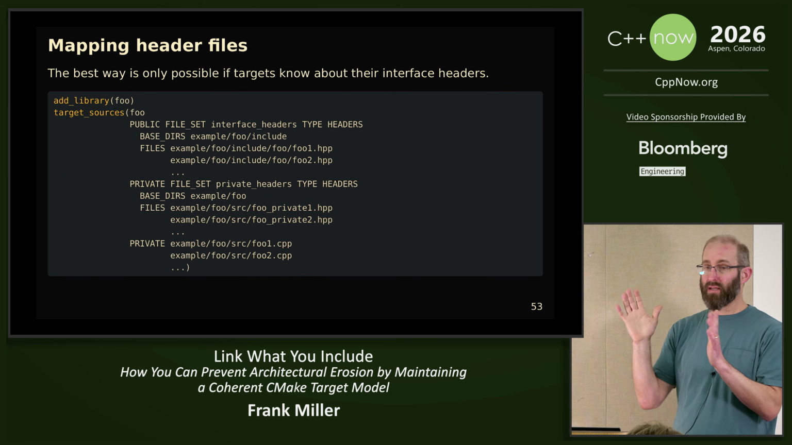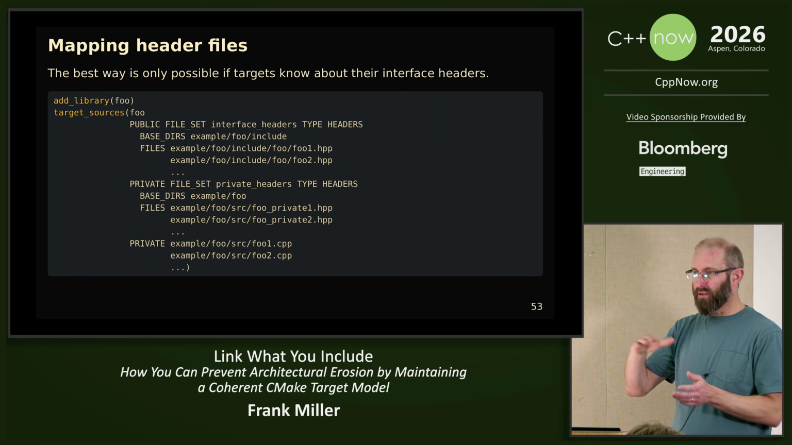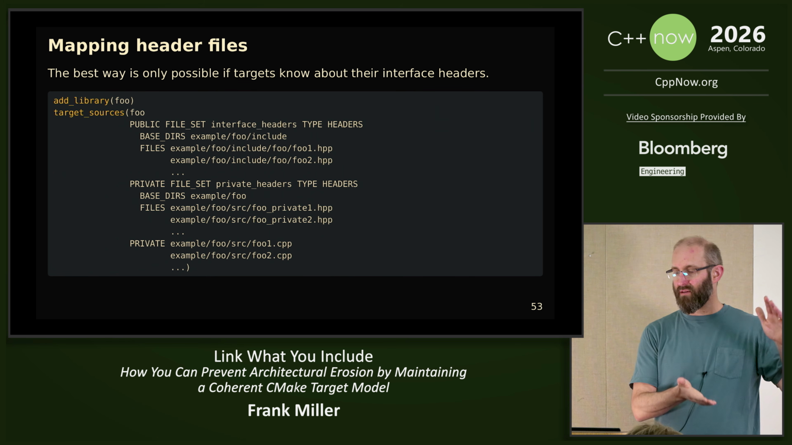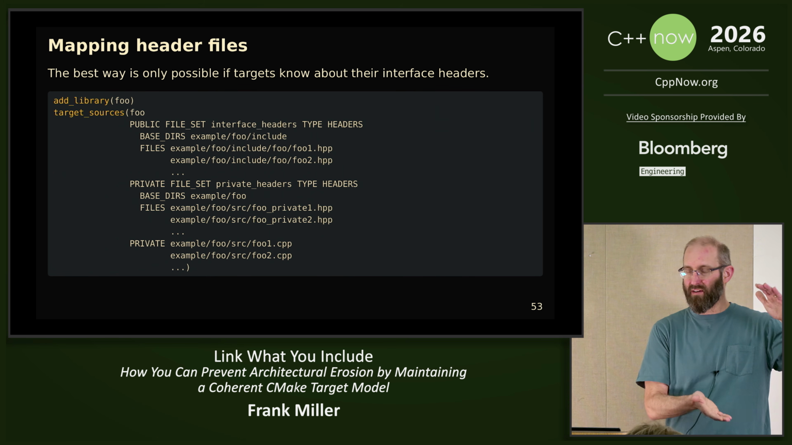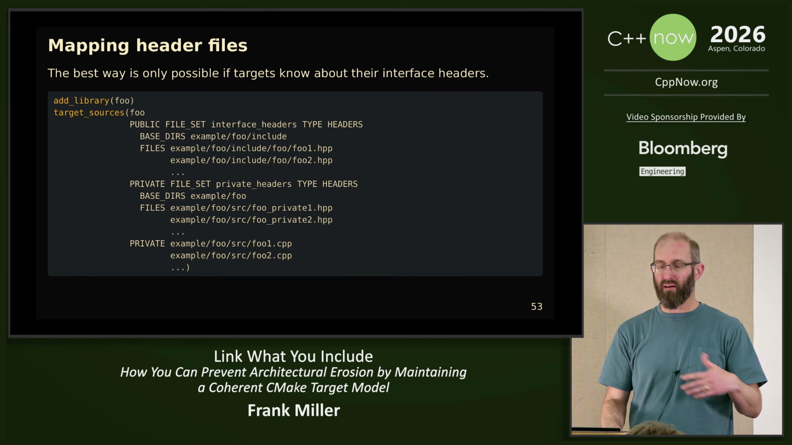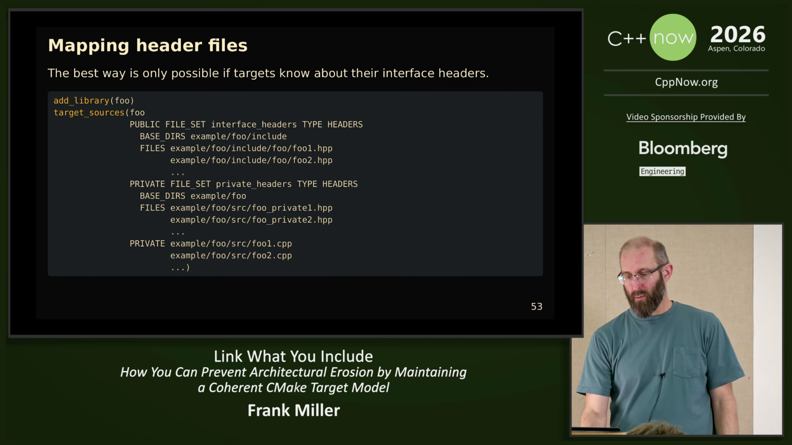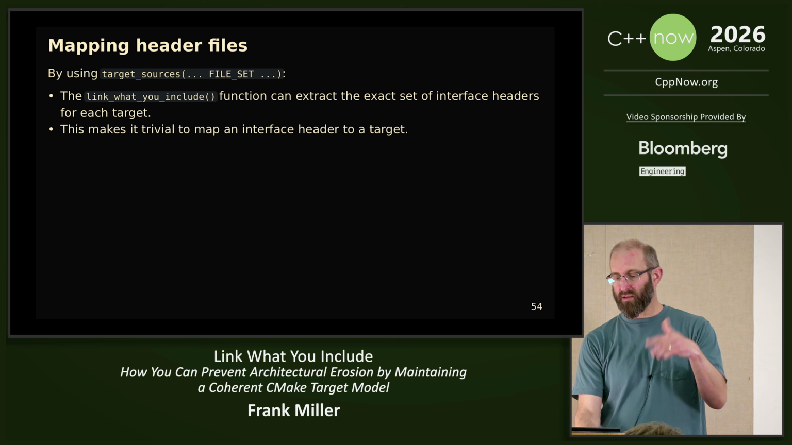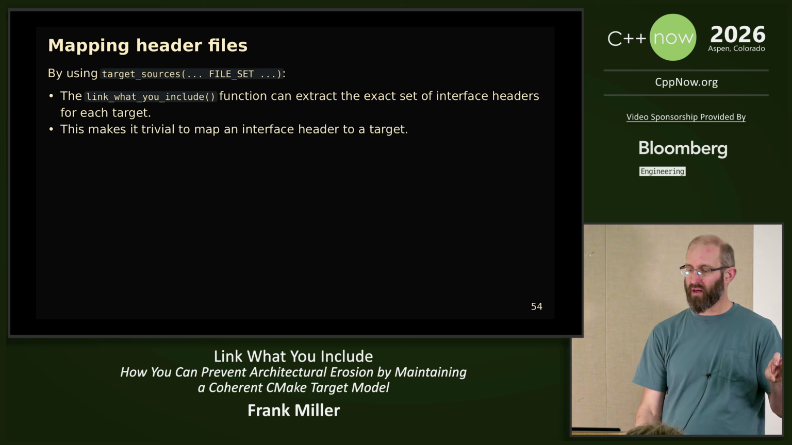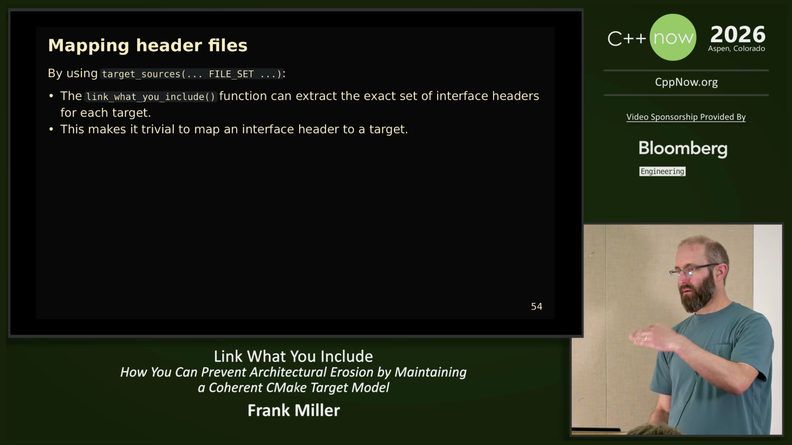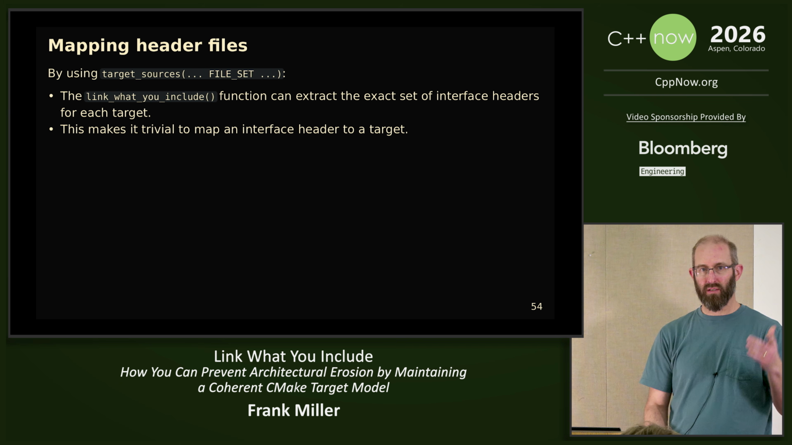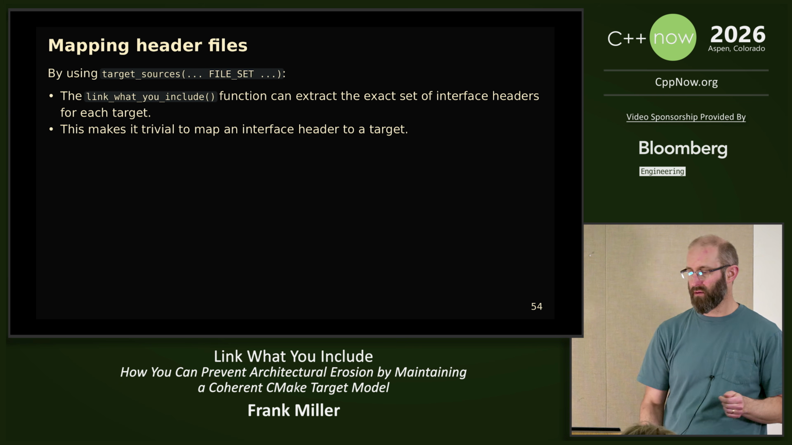So now CMake has a lot more information about our headers. It can still generate the nice looking Visual Studio project, but it can also have the list of the headers in the target model, right? And the link which you include function can see this and write it out. So now I know about them. By using this, link which you include can extract this exact set of interface headers for each target, and that makes mapping a header to the corresponding target trivial. I just find out which one it belongs to, and now I'm done, right?